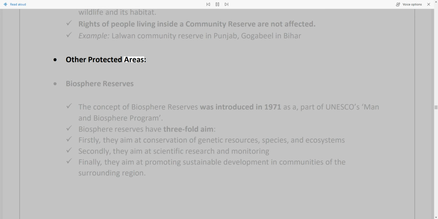Other protected areas. Biosphere reserves. The concept of biosphere reserves was introduced in 1971 as a part of UNESCO's Man and Biosphere Program. Biosphere reserves have a threefold aim. Firstly, they aim at conservation of genetic resources, species, and ecosystems. Secondly, they aim at scientific research and monitoring. Finally, they aim at promoting sustainable development in communities of the surrounding region.